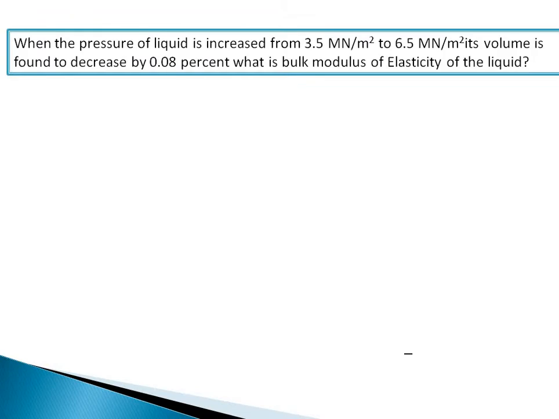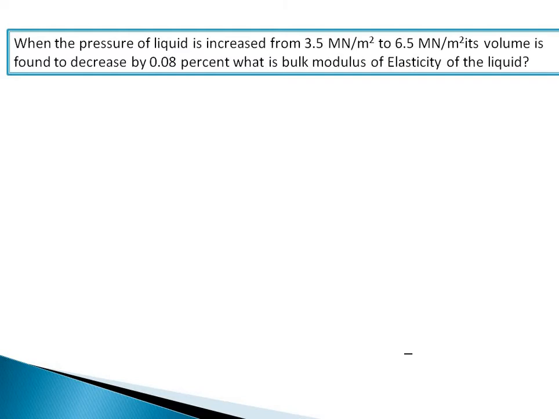We'll take the first problem. When the pressure of a liquid is increased from 3.5 meganewton per meter square to 6.5 meganewton per meter square, its volume is found to decrease by 0.08%. What is the bulk modulus of the liquid?